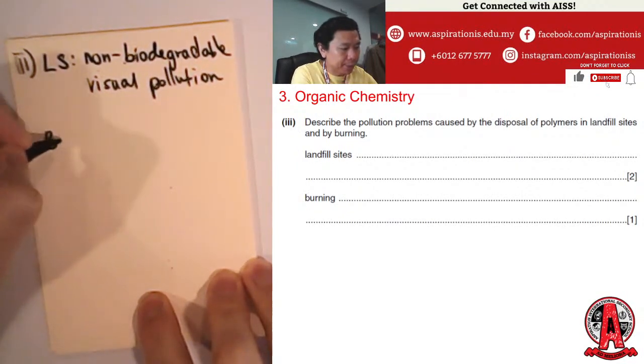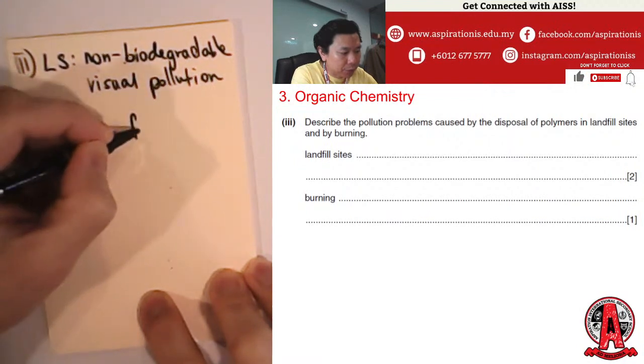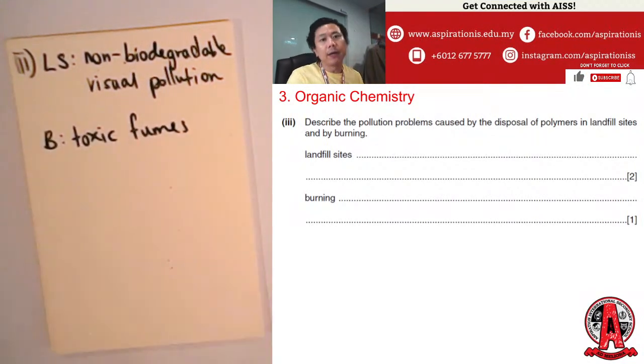What about burning? Remember, for burning, you're going to get toxic fumes. Burning is a way of just getting rid of the waste. You just burn it, and it will go. But what is the cost to the environment? You're going to have toxic fumes when you burn the polymers. I hope this is clear.